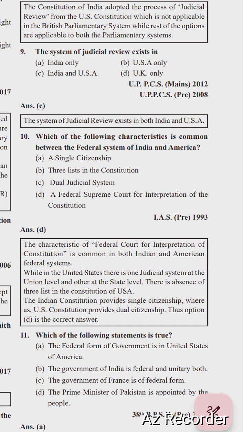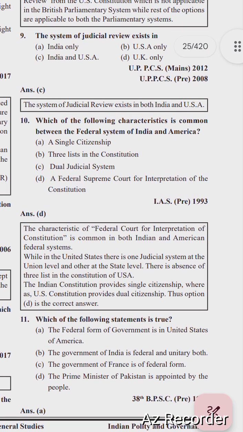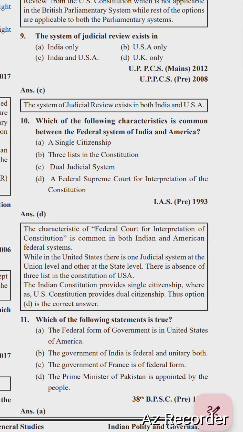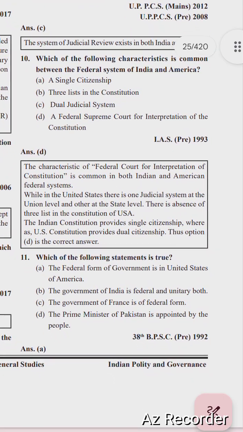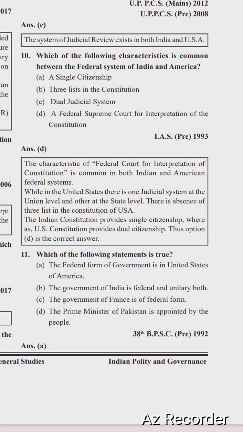So right option is option number D. The characteristics of federal court for interpretation of Constitution is common in both India and American federal system. While in the United States there is one judicial system at the union level and other at the state level, there is absence of three lists in the Constitution of USA. The Indian Constitution provides single citizenship, whereas US Constitution provides dual citizenship. Thus option D is correct answer.